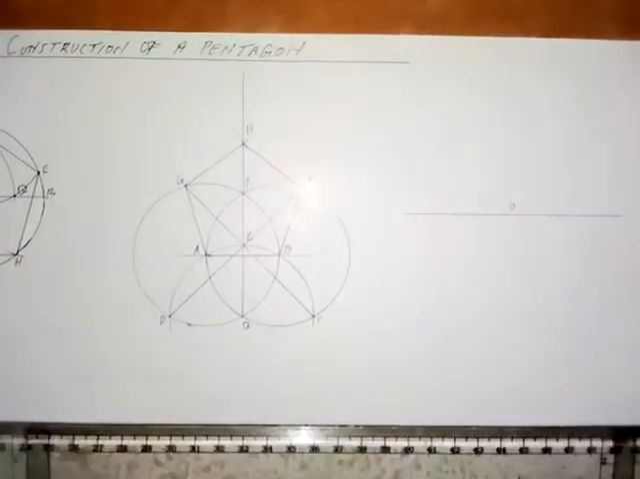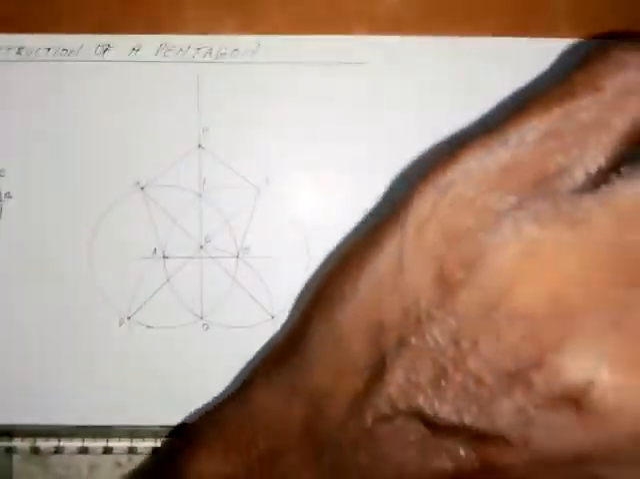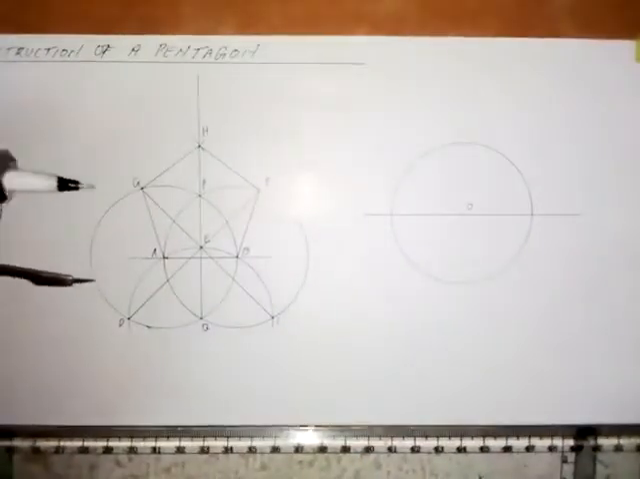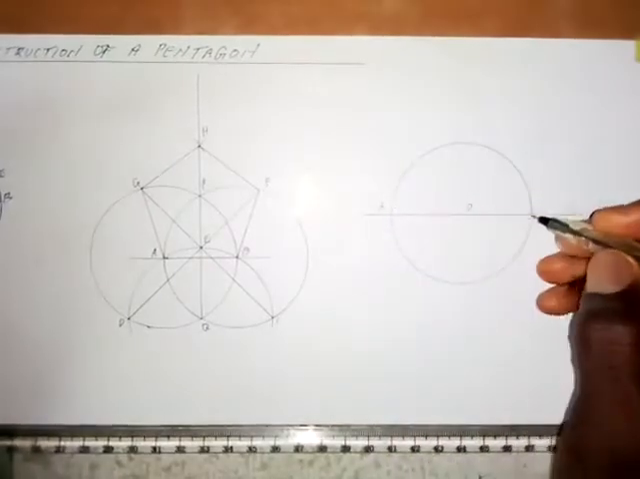Then take 30 mm, which is half of 60, which will be the radius of the circle. Put that 30 mm at point O and draw a circle. So this is the circle. Let's call this point A, and this is point B.